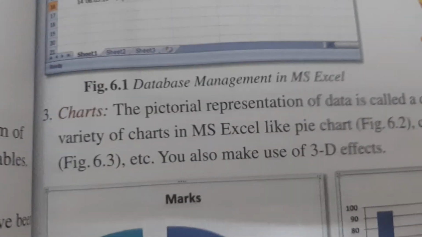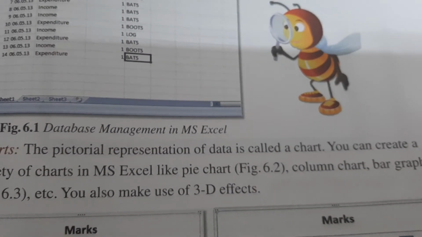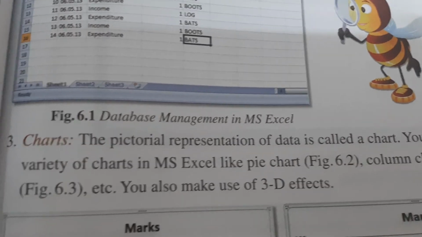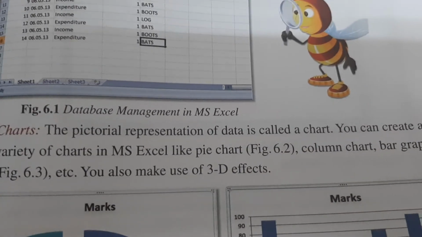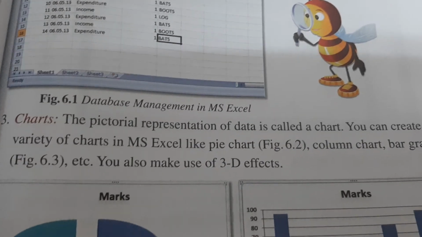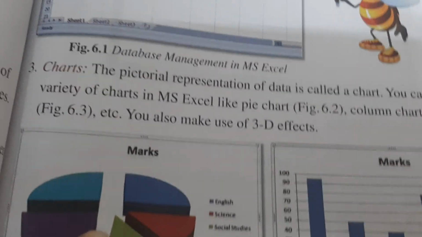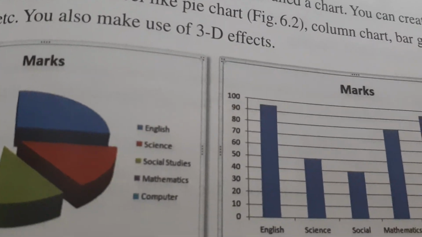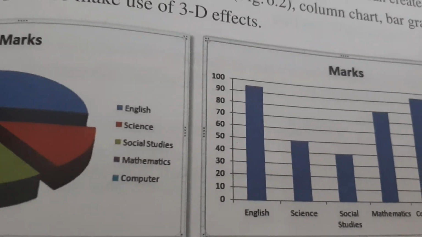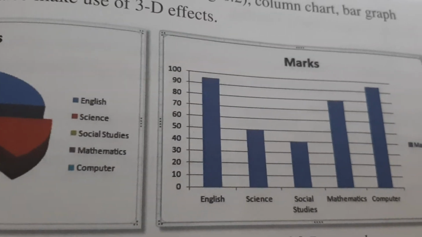Third one is chart. The pictorial representation of data is called charts. You can create a variety of charts in MS Excel like pie chart, column chart, bar chart, etc. You can make different types of charts by using MS Excel. It will help you to understand your data, and you can also apply effects like 3D effects.